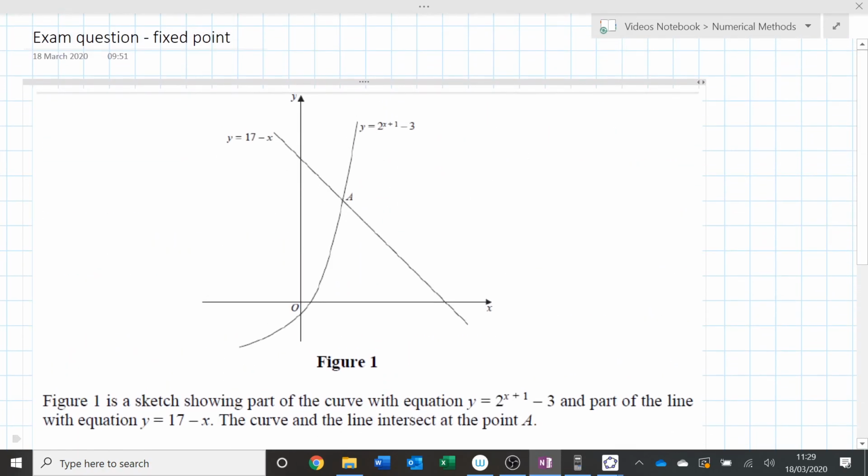So that is fixed point iteration. It's a slightly odd method. It feels a little bit like magic at times, but it does come from some properly grounded mathematics. That is fixed point iteration. I'm going to end the video there.